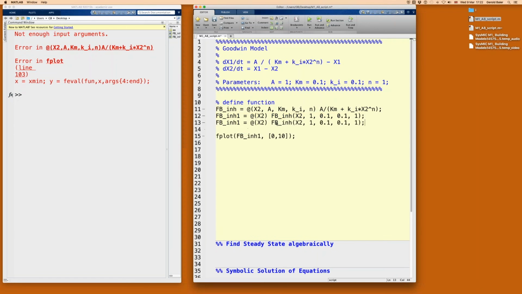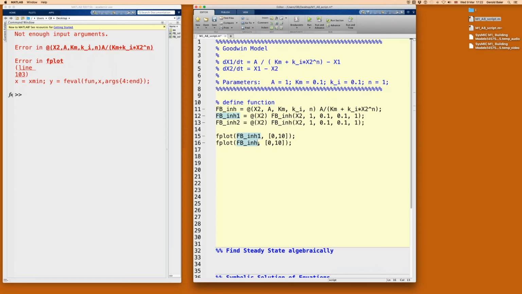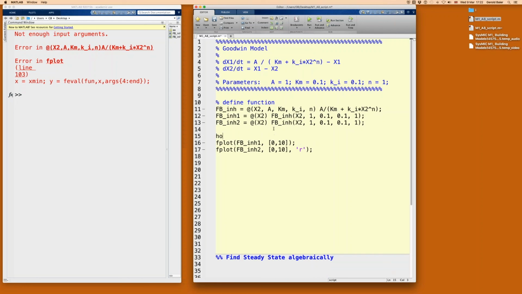So I'm just going to duplicate this, call this feedback inhibition 2, and I'm going to plot both of them. I'm going to make this a different color so we can see it, so let's make it red. And I also need to type hold on so they're both plotted on the same plot. Should we change this to 2 to start with? Make it 2. The important thing in these coefficients always is, as you might recall from the discussion of the Hill function that we did previously, whether they are 1, smaller than 1, or larger than 1. So we have a case here that's larger than 1.